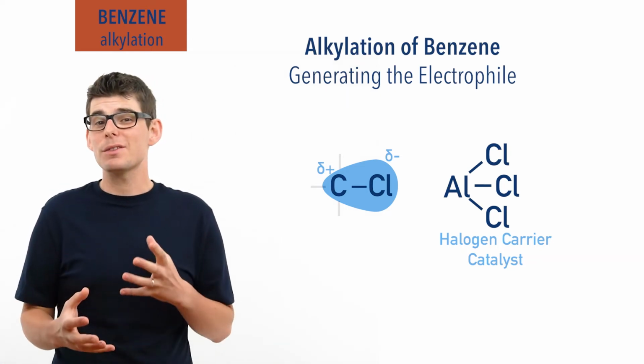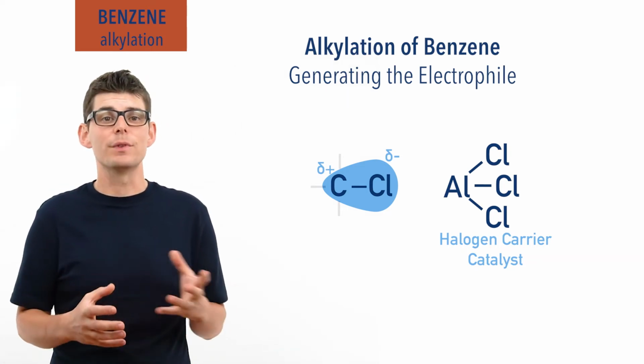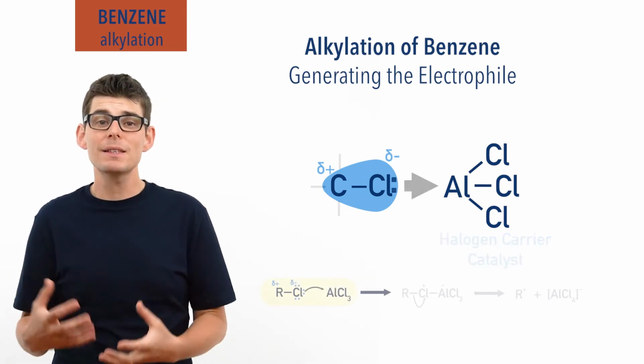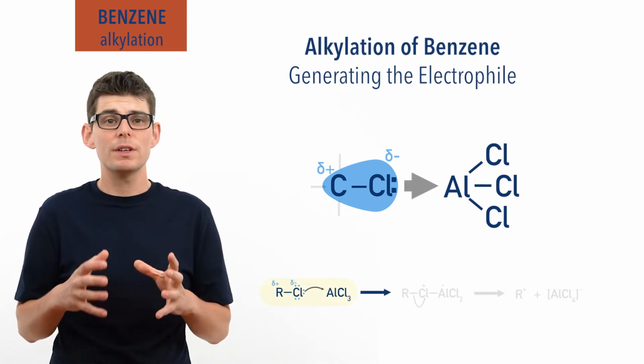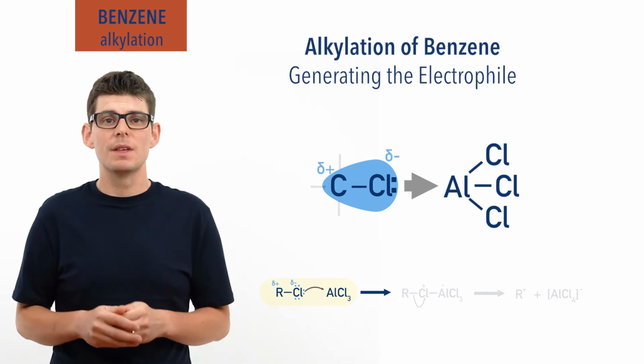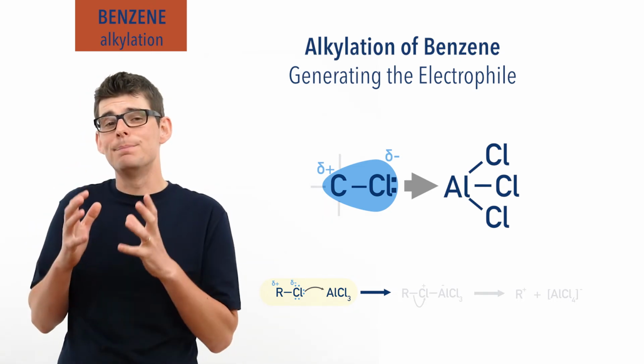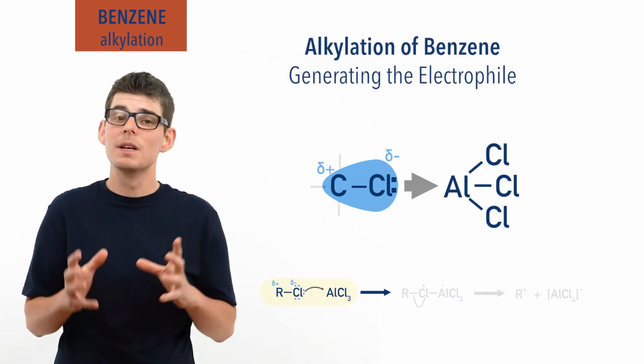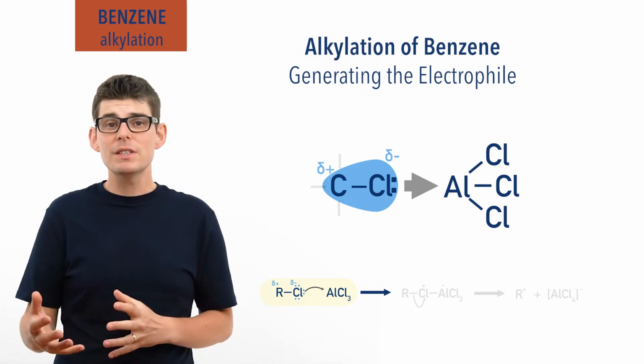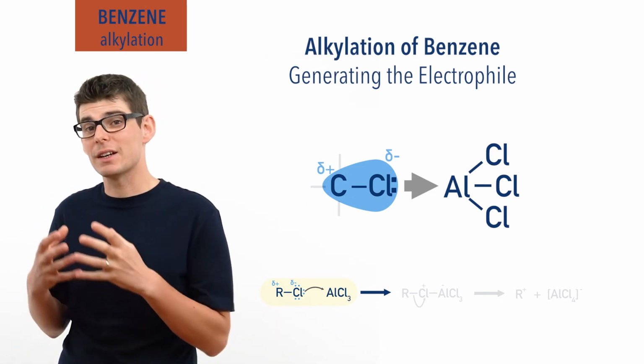A lone pair of electrons on the partially negative chlorine in the chloroalkane gets attracted to the metal in the halogen carrier and tries to form a coordinate bond. Note it's a coordinate bond as both the electrons are coming from one atom, the chlorine. This means the chlorine atom has lost some of its electron density.